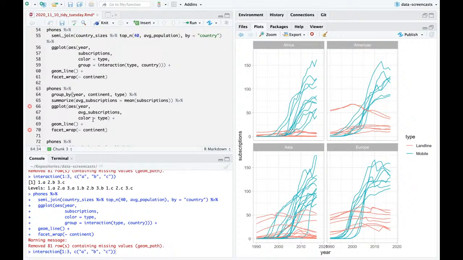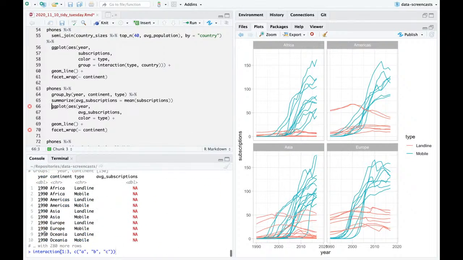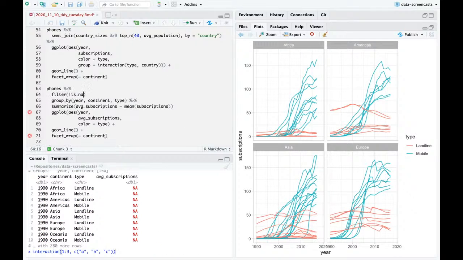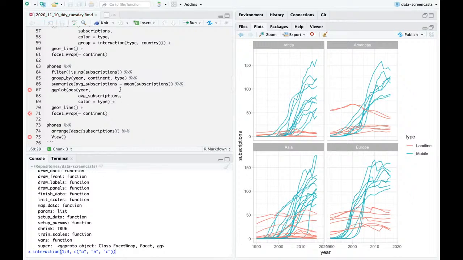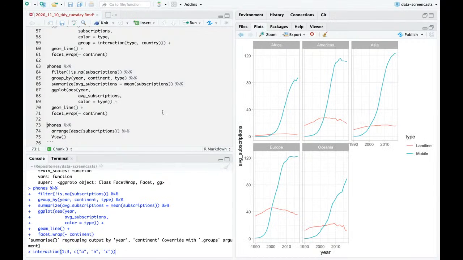Year, continent, type. What I'm doing is I want to aggregate by, here we go, year, continent, type. I'll need to say filter not is NA subscriptions. Average subscriptions, here we go. And color type, and still facet by continent. And look at me forgetting a parenthesis somewhere. There is that missing parenthesis. And yeah, so this actually can show, this is pretty good. What this is showing is like the average trend across each country. It actually looks pretty smooth.